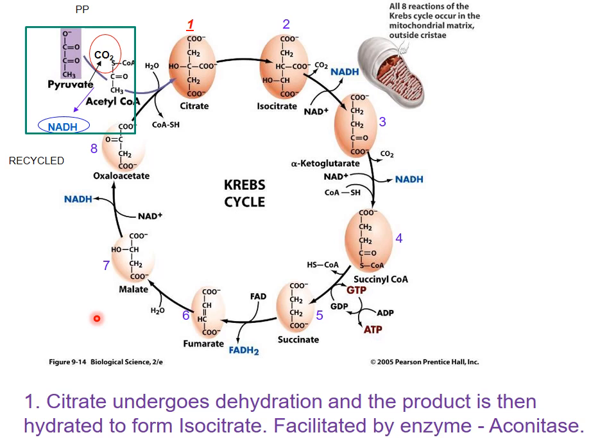So the first step is that citrate first undergoes dehydration, and the product of that dehydration is then hydrated to form a substance known as isocitrate, as you can see over here. And this process, going from 1 to 2, is facilitated by the enzyme aconitase. So that enzyme is important, as you'll see in the table as we go through.